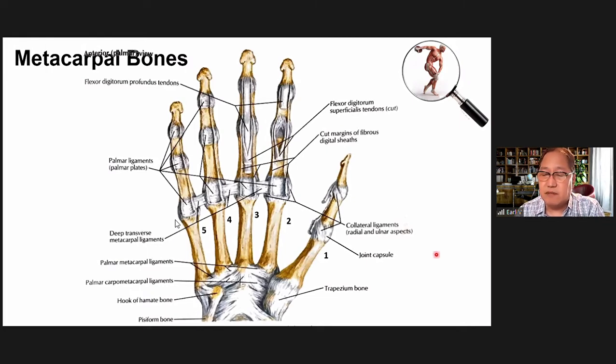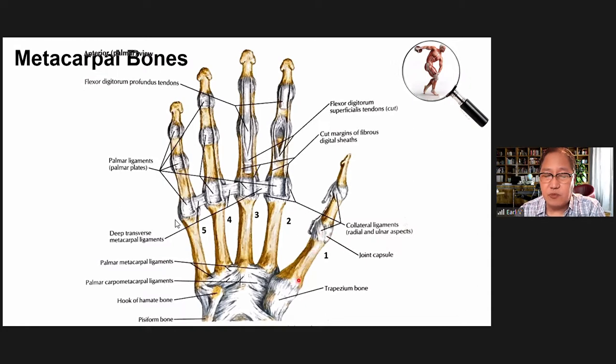At the base of the thumb is separated from other metacarpal bones. So this is, interestingly, there's only one metacarpal bone somewhat separated, and that's the metacarpal bone of the thumb. The rest of the metacarpals, the second, third, fourth, and fifth, are fused together.